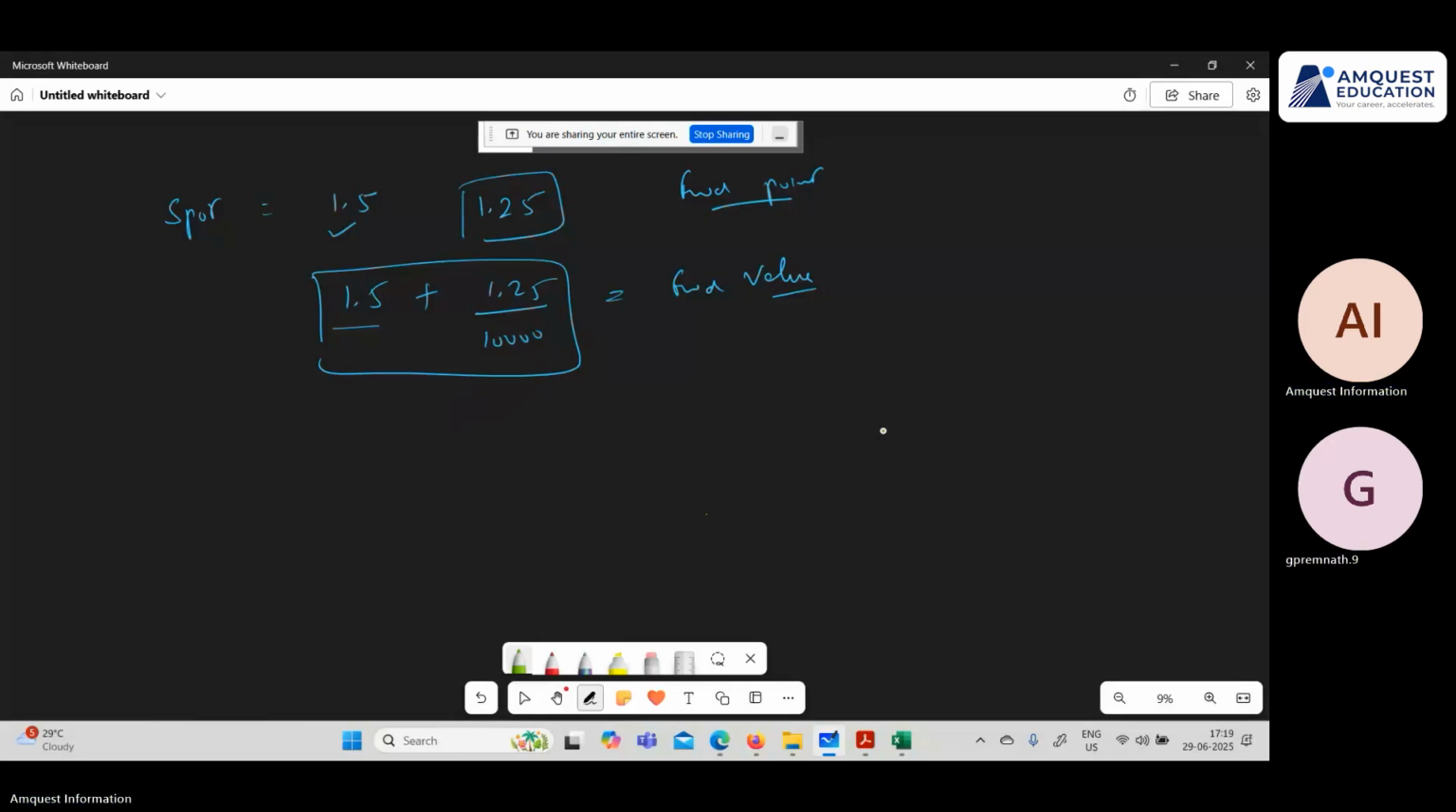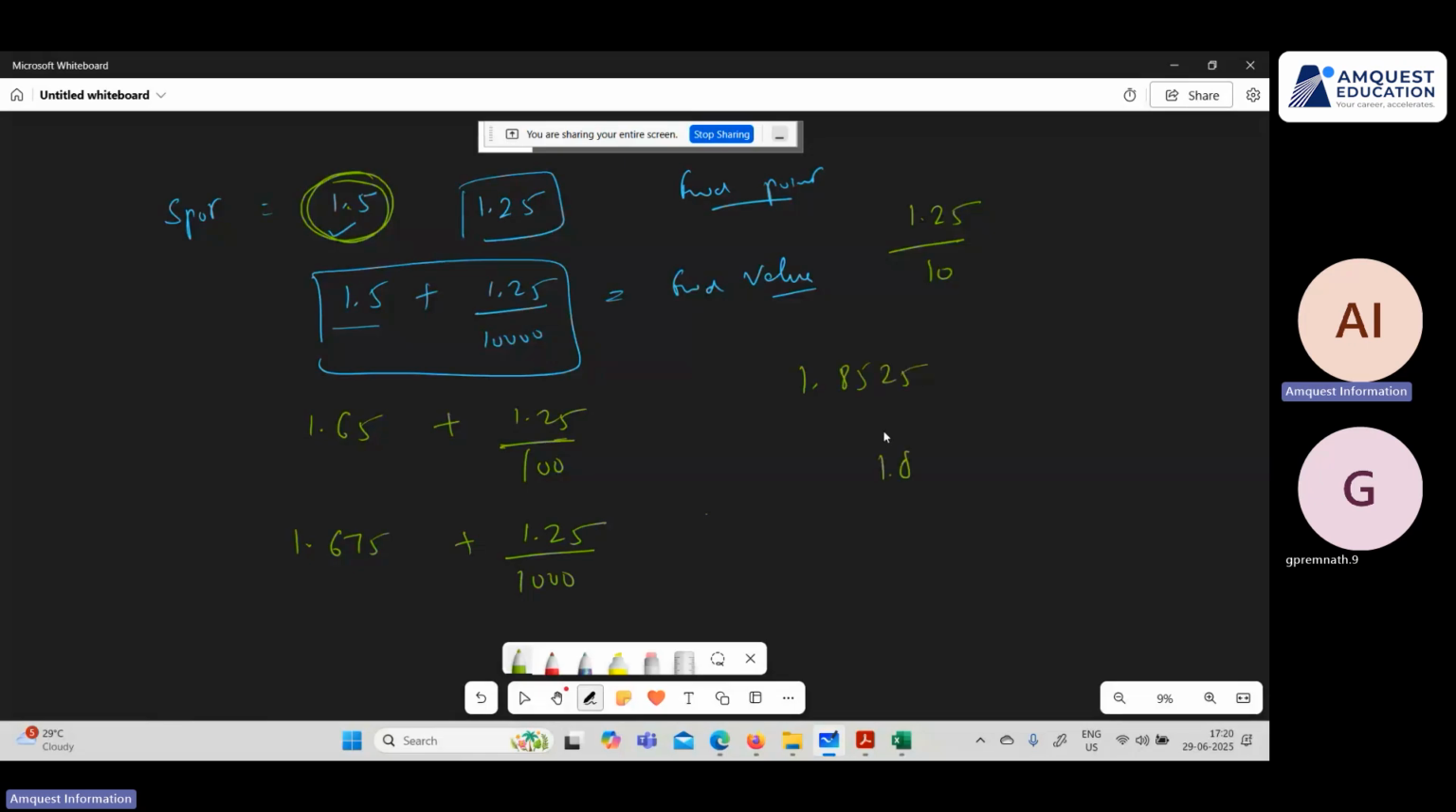What is the exact thing to do is you should always look at this number. How many decimal places does it have? One. So effectively you should do 1.25 divided by 10. If I say my spot price is 1.65, you should do 1.65 plus 1.25 divided by 100. And if I say my spot is 1.675, you should do 1.25 divided by 1000. And if I say this is 1.8925, then you should do 1.25 divided by 10,000.